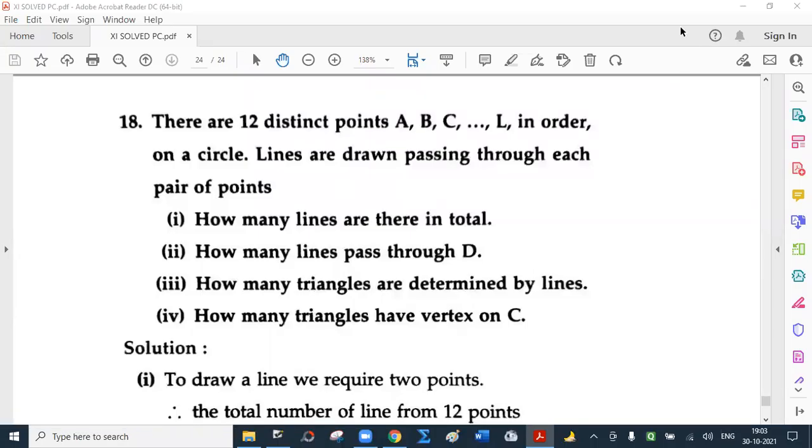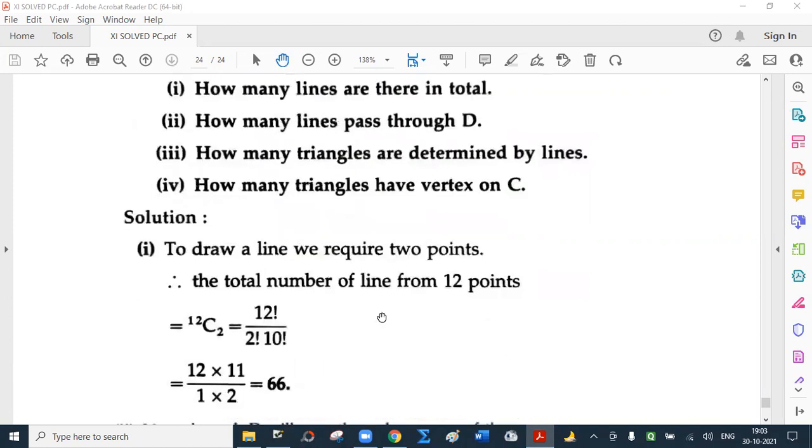Sum number 18. There are 12 distinct points A, B, C up to L in order on a circle. Means these are non-collinear points. Lines are drawn passing through each pair of points. Okay. Sub questions: how many lines are there in total? How many lines pass through D? How many triangles are determined by lines? How many triangles have vertex on C?